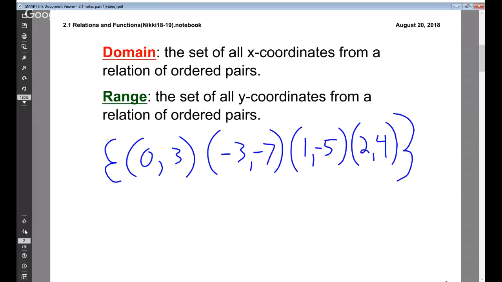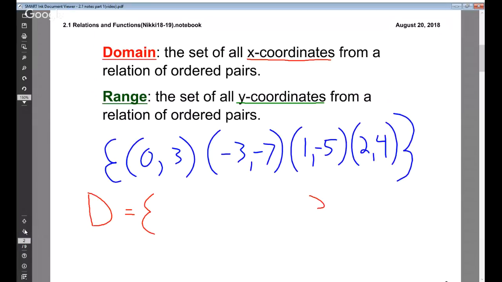First, a little bit of review, just a couple definitions. First definition is domain, the set of all x coordinates from a relation of ordered pairs. Second definition, range, the set of all y coordinates from a relation of ordered pairs. So let's say, for example, I have the relation below, and it has 4 ordered pairs. And let's say, from those ordered pairs, I was supposed to identify the domain and range of each one. First, let's start with the domain.